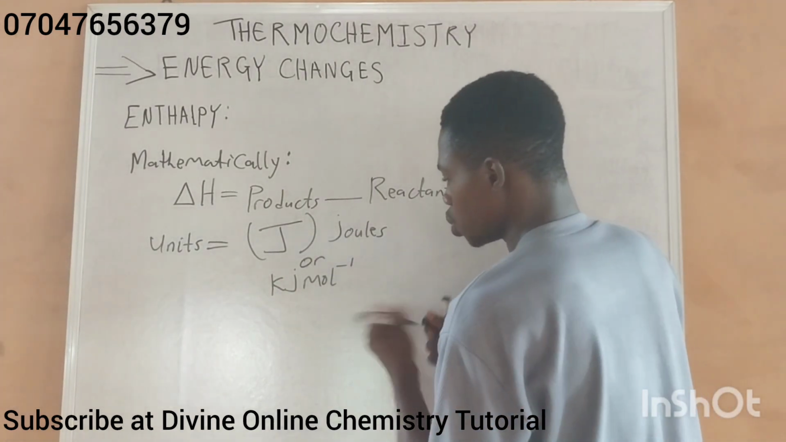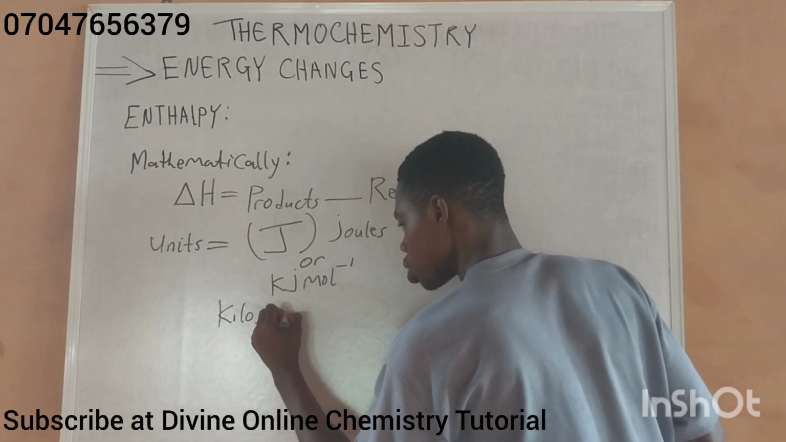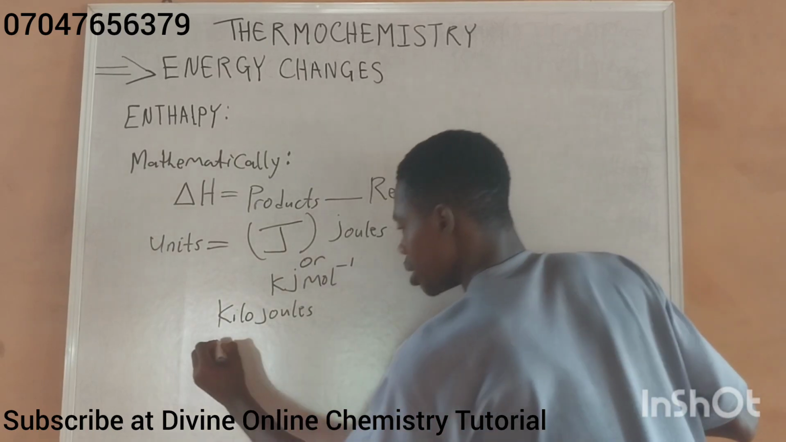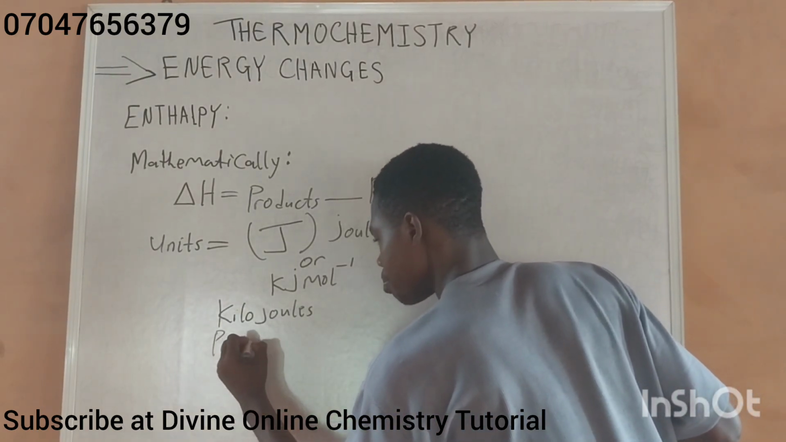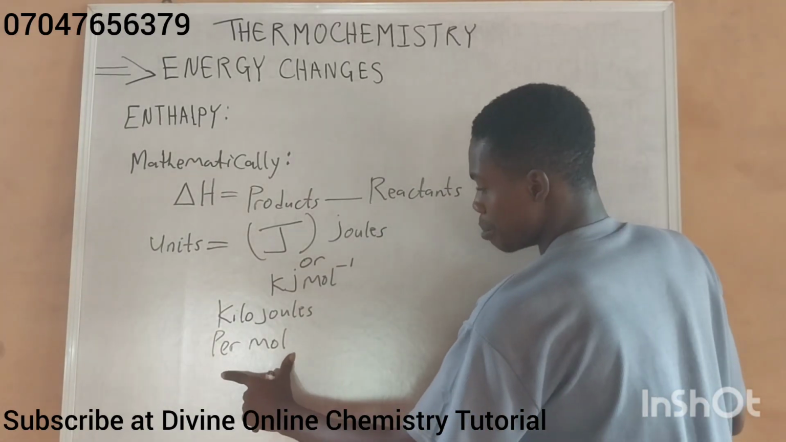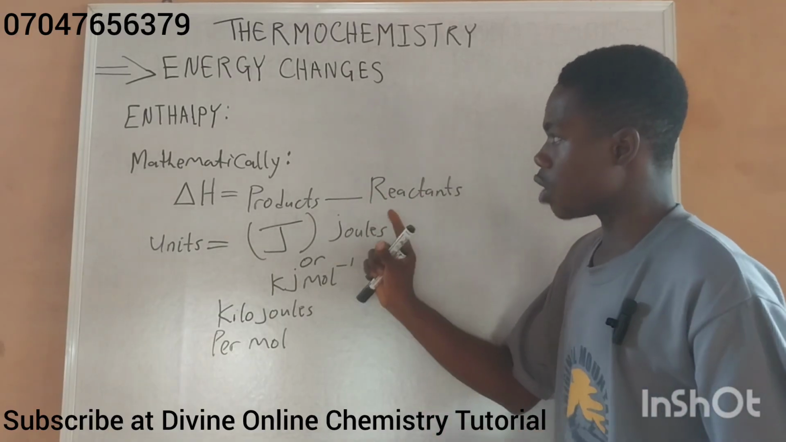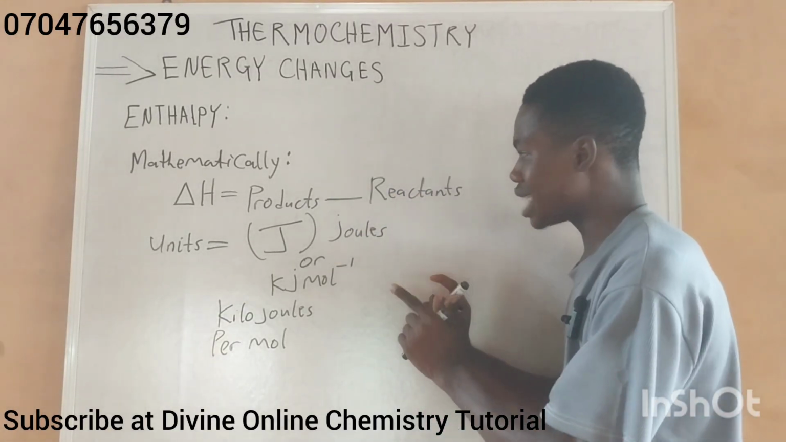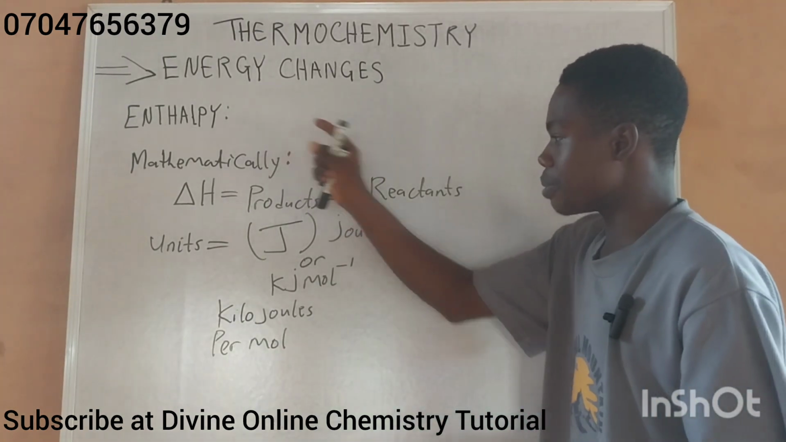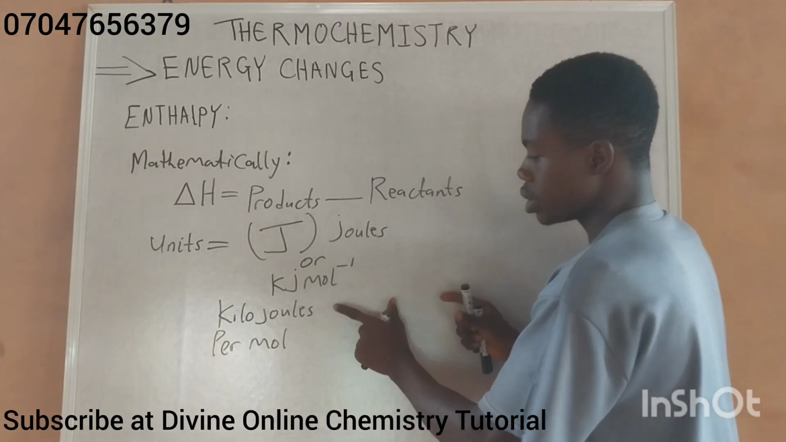This kJ is kilojoule. Then we have per mole. So it is kilojoule per mole. So please take note of this. If you don't have an idea of the unit of enthalpy, even when you get the answer, your answer will still be wrong without attaching the unit for enthalpy. So the unit for enthalpy is either the joules or kilojoule per mole.